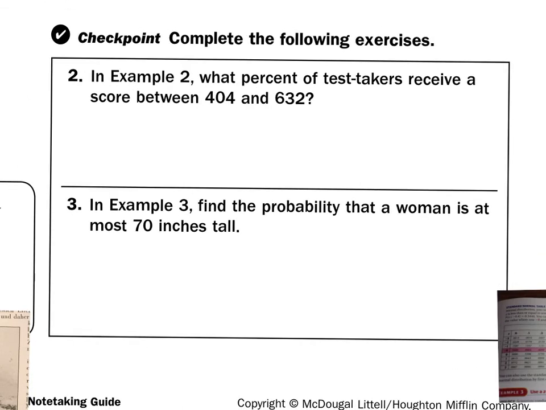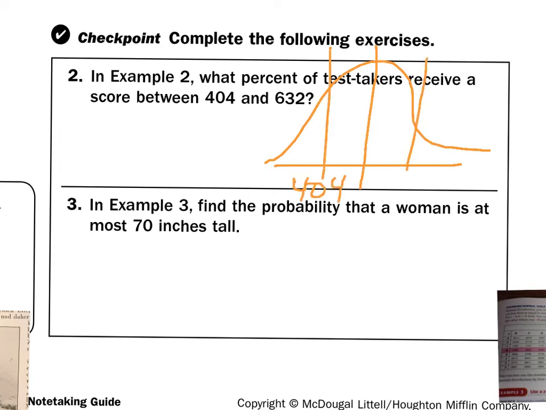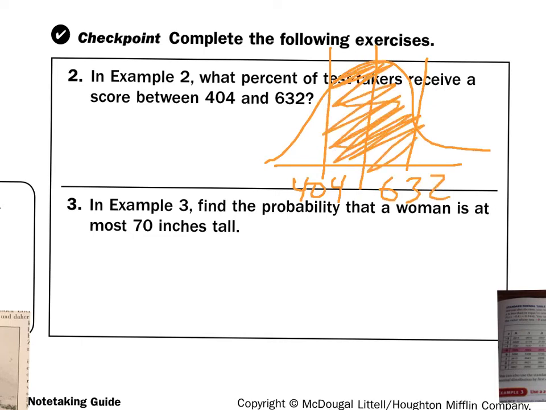All right. So in example 2, what percentage of the test takers were between 404 and 632? You have to look back at that table on example 2. And I hope you saw that you had the middle, 404 was one standard deviation over here, 632 was one over here. That's all these people right here in the middle. And that was 68% of the population. It was between one standard deviation to the left or to the right.